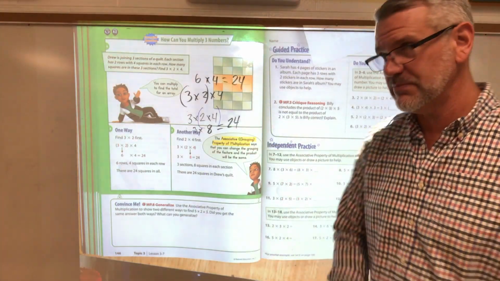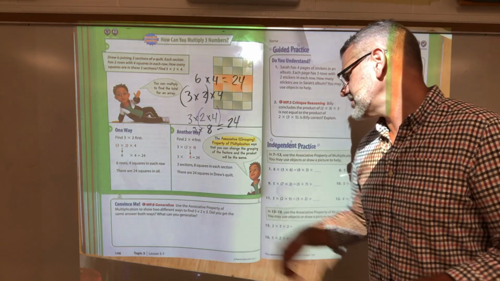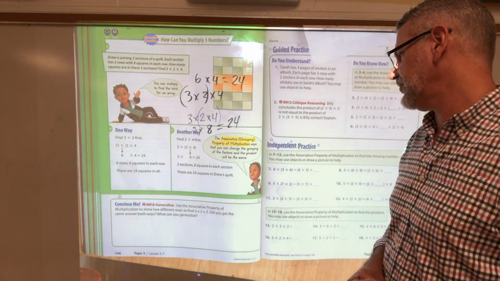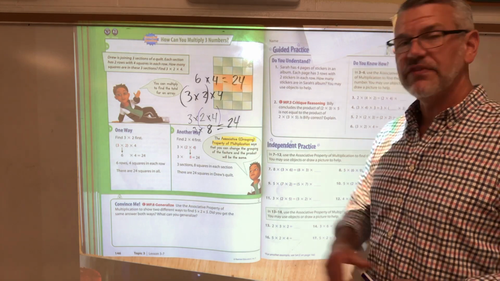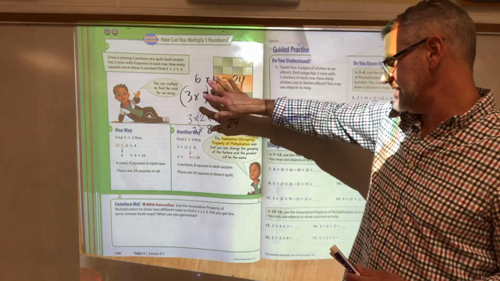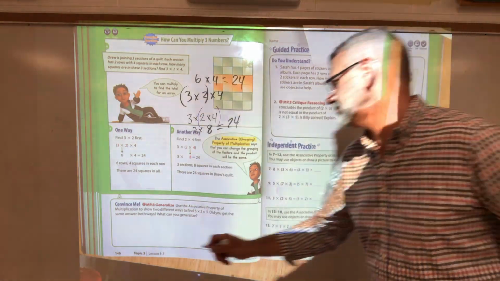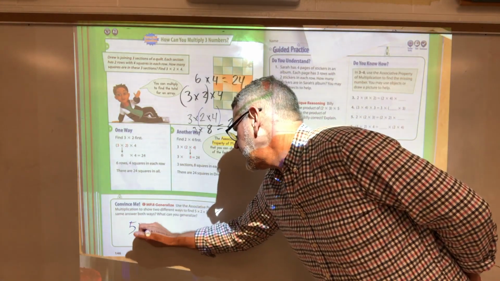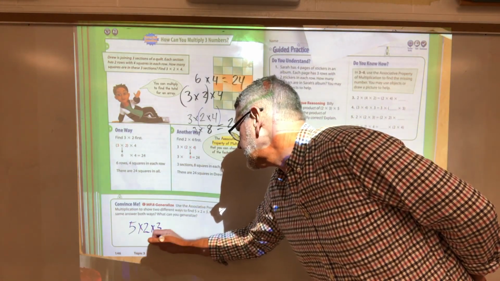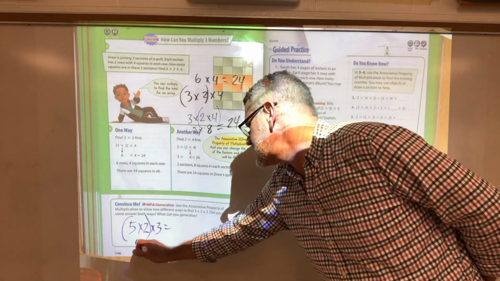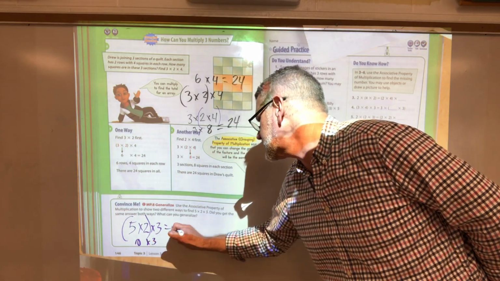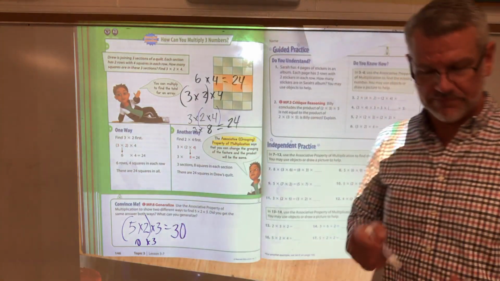Let's look at the convince me. Use the associative property to show 2 different ways to find 5 times 2 times 3. They want you to do here what we just did here. So let's do 5 times 2 times 3. Let's group the 5 times 2. 5 times 2 is 10. And 10 times 3 is 30.